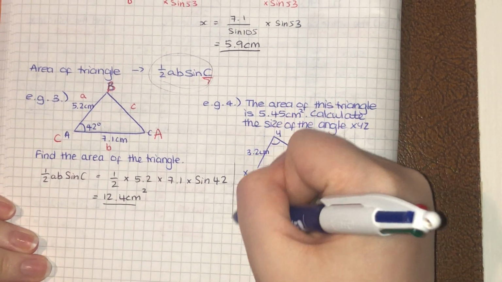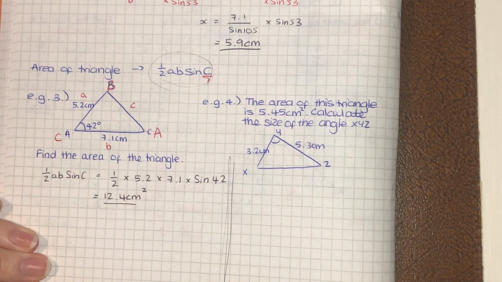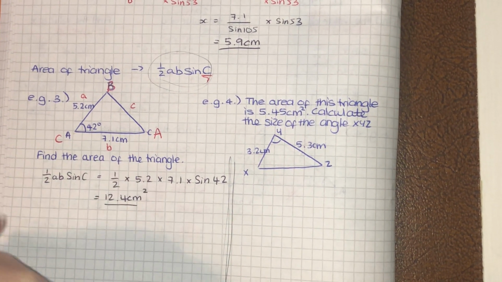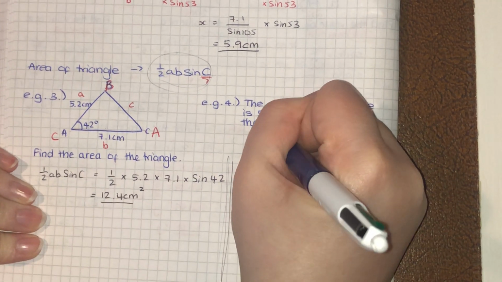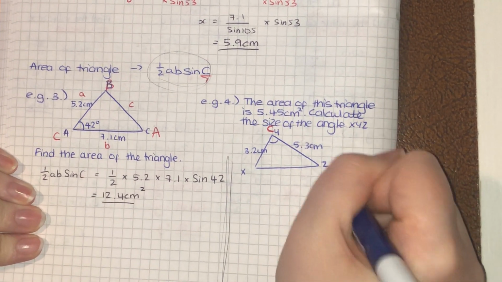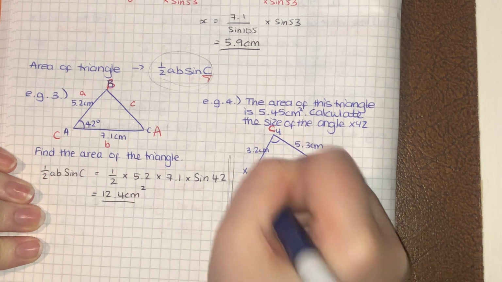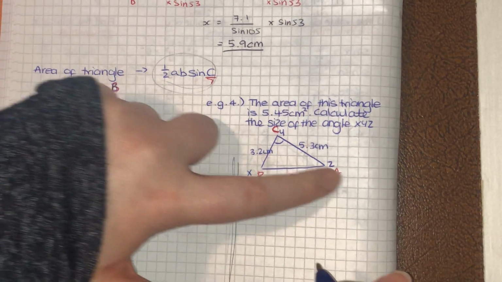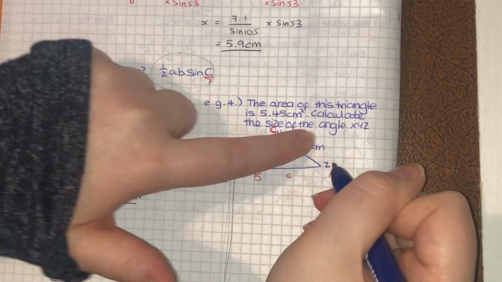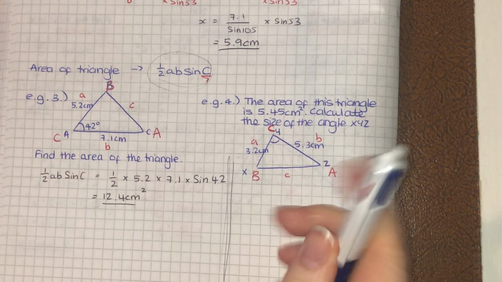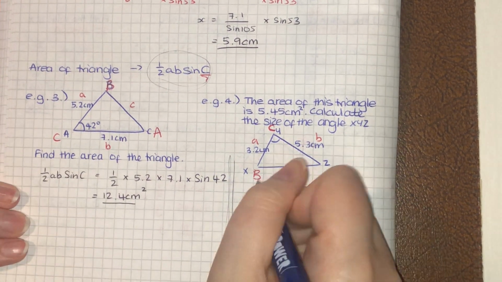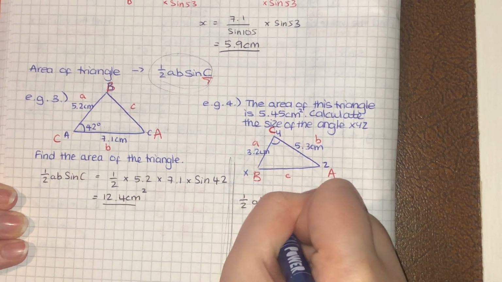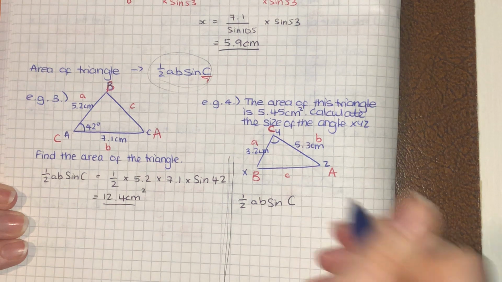I'm just going to put a line there, otherwise I'll get confused. Okay, so the first thing I'm going to do is label it. So the angle we're looking for, that's C. A and B, doesn't matter which ones it is. Okay, then label the side, so opposite would be here, opposite to A would be here, opposite to B would be here. Okay, I'm going to write the formula out and then I'm going to sub numbers in. So we've got A, half AB sine C.